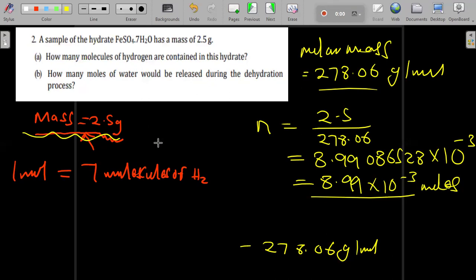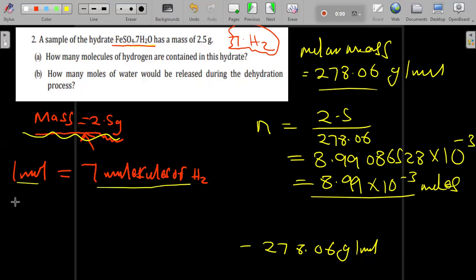Now remember the relationship. Just by looking at this formula here, we can see that if we have one mole of this, then we have 7 molecules of hydrogen there. So 7 multiplied by hydrogen like this. This means 7 molecules of hydrogen. So this is the relationship that I've written here. One mole of that compound has 7 molecules of hydrogen.